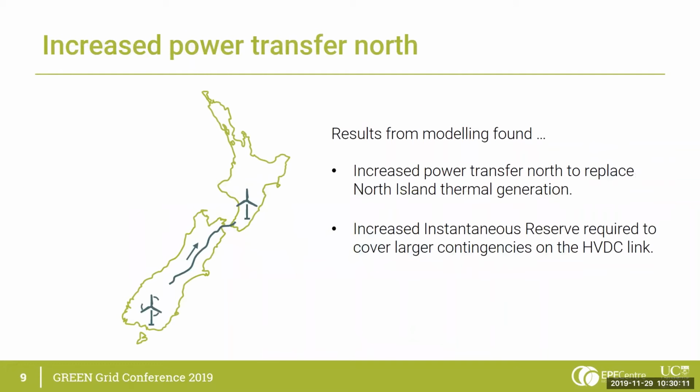So we've looked at inertia. Now we want to look at how our contingencies change in size. And one that's been found to be the most dominant is the transfer of power between the South Island and the North Island. This will create a risk of losing one of those HVDC poles onto the North Island system.